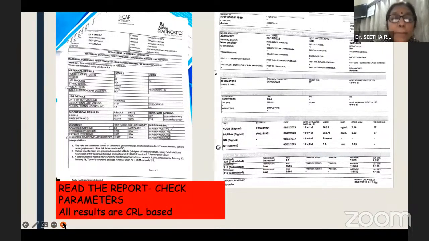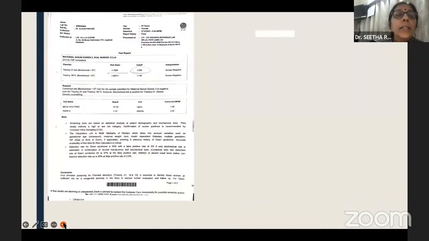So read the report, check parameters, because all results are gestational age dependent, which means that they are CRL dependent. Here they had said that the combined NT risk was 1 in 250, and the biochemical risk was screen negative.